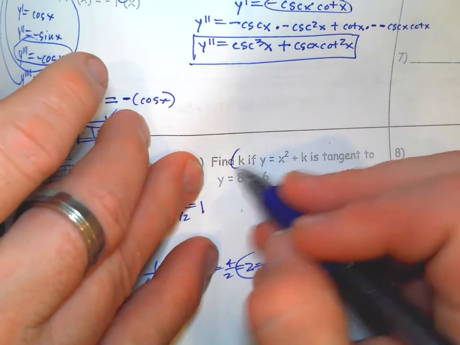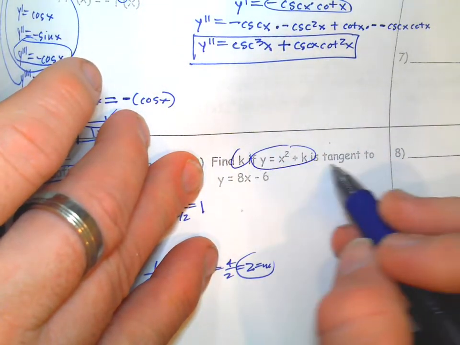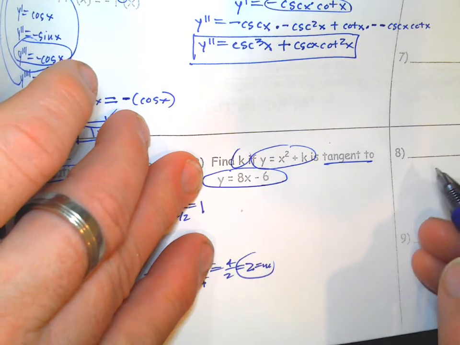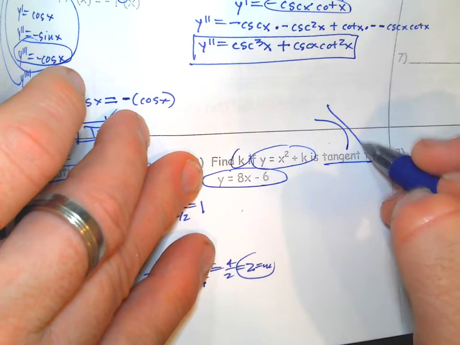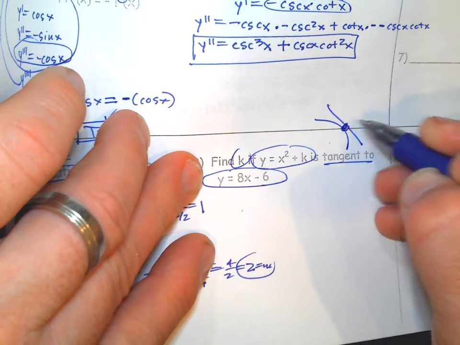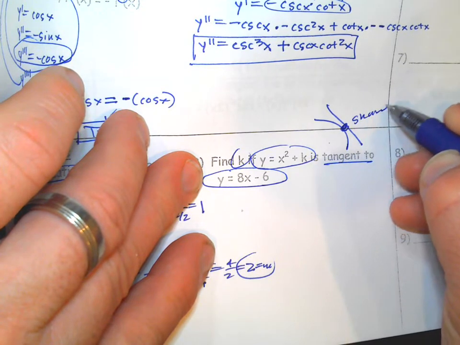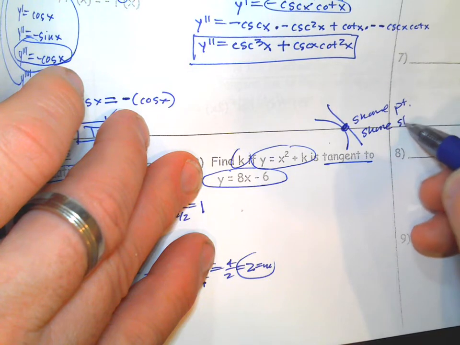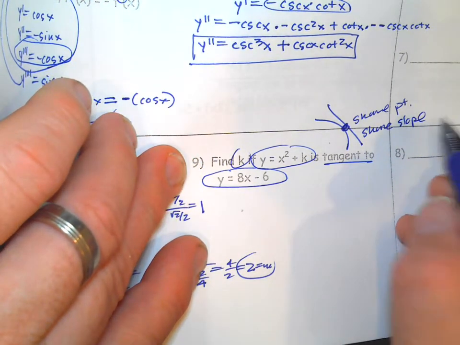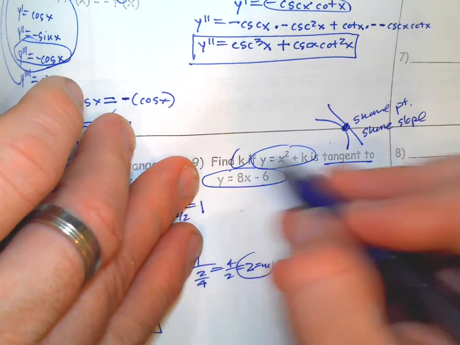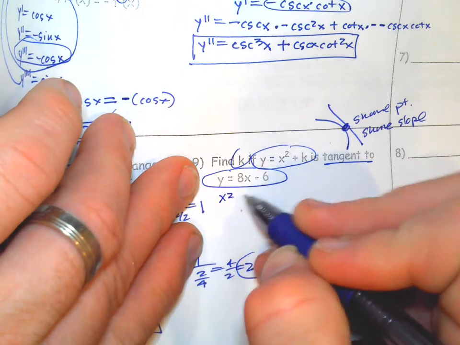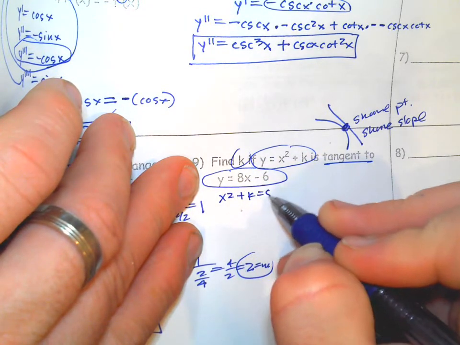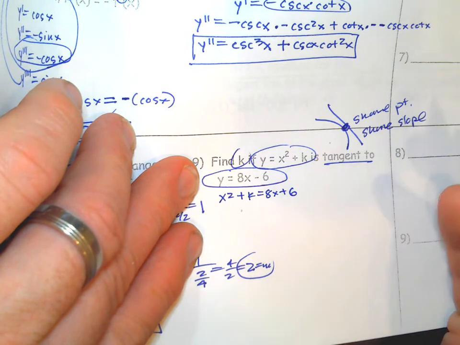Find the value of k. So this is tangent to this. Well, what do you know about tangent lines? Well, you have a curve and a tangent line, right? They share a point and they share a slope. So those are two things you need to use. So the point, they can have the same y values, just set their y values equal to each other. Right? So that's one relationship.